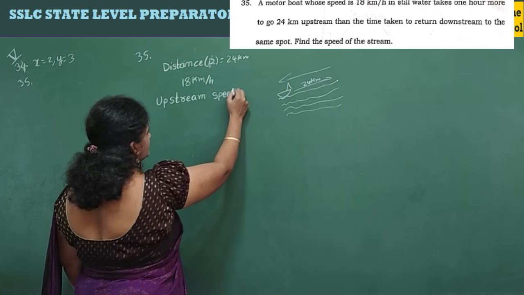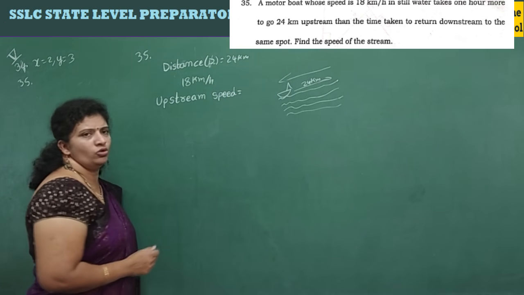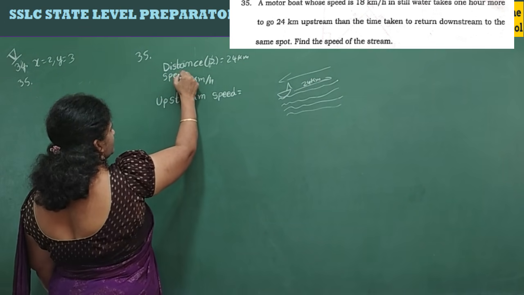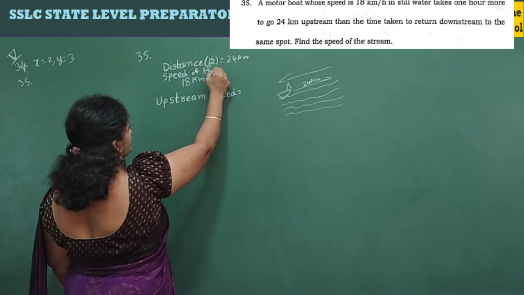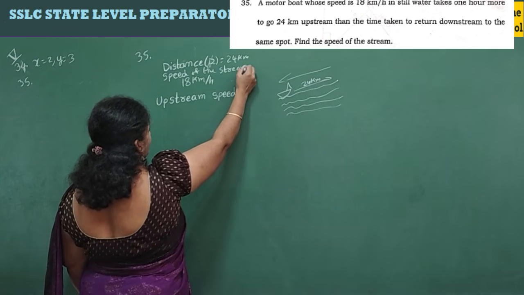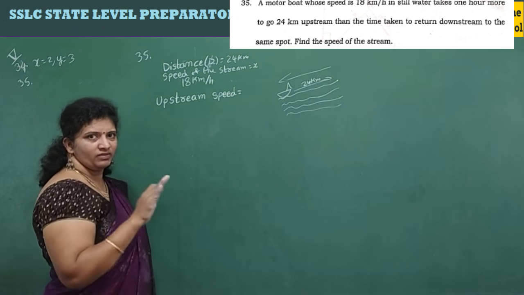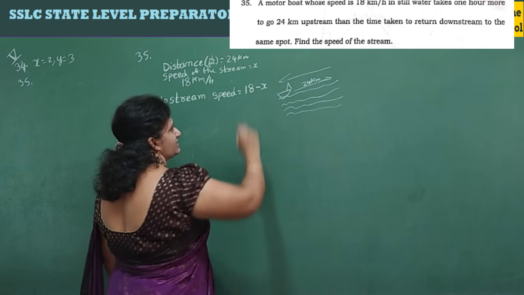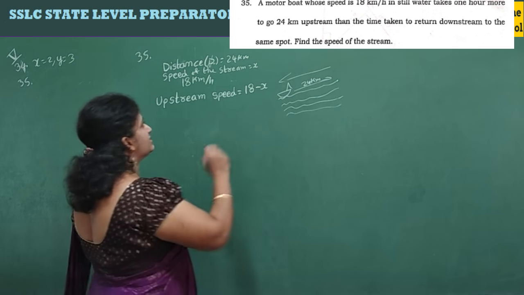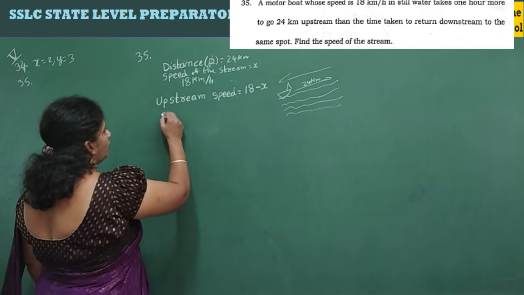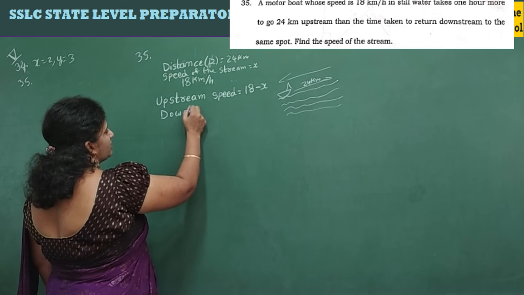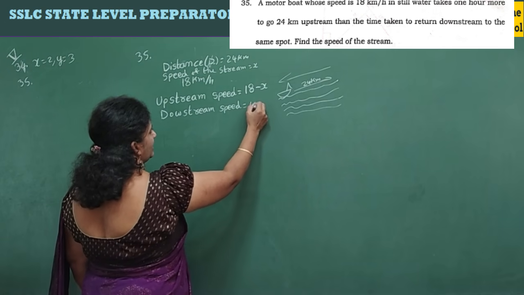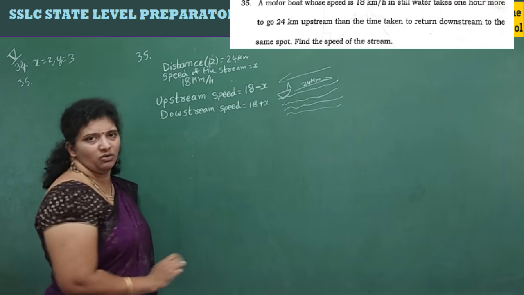Speed of the motorboat is equal to, I should know what is the speed of the stream. Let me assume speed of the stream is equal to x. Upstream, okay, what is that? How to write this? 18 minus x, 18 minus x kilometers per hour. Now same thing when it is coming downstream, 18 plus x kilometers per hour.